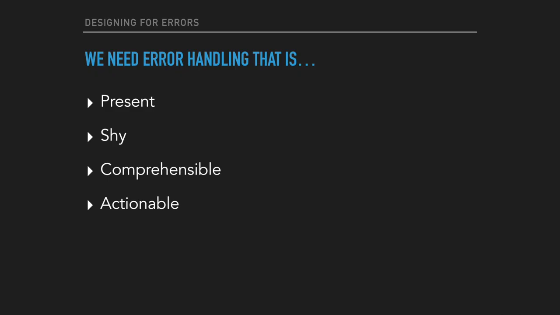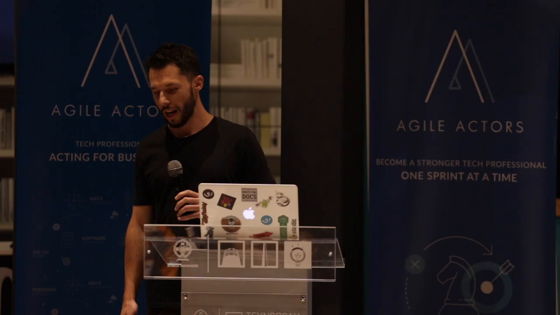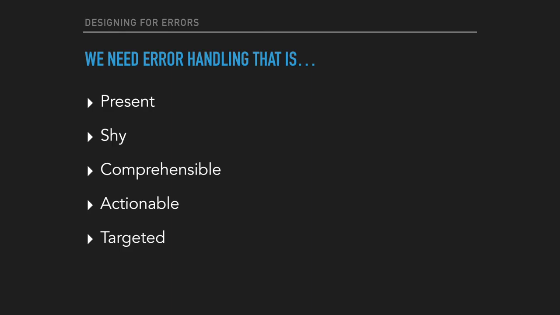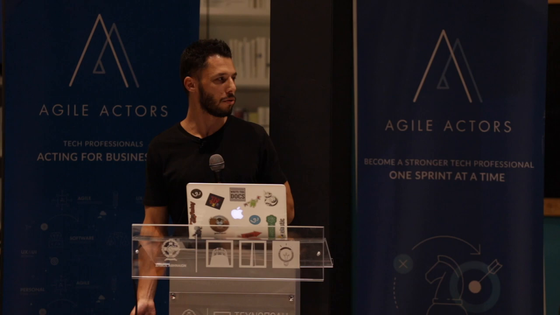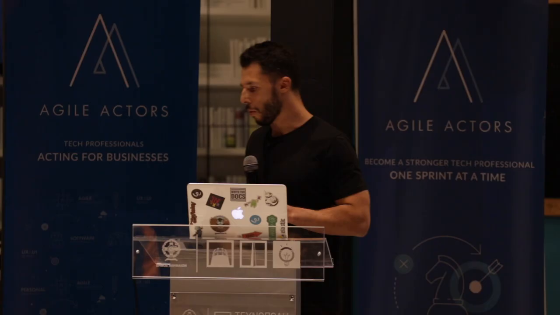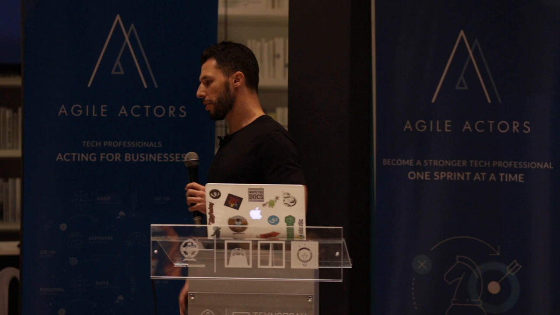Actionable. I should be able as a user to do something about that. Targeted: they should have the smallest area of effect possible. So I can't load photos inside an app. What else can I do? Is the app completely useless without photos or a certain resource? And they should be reportable. We as engineers, the product owners and the stakeholders should somehow be notified about those errors.